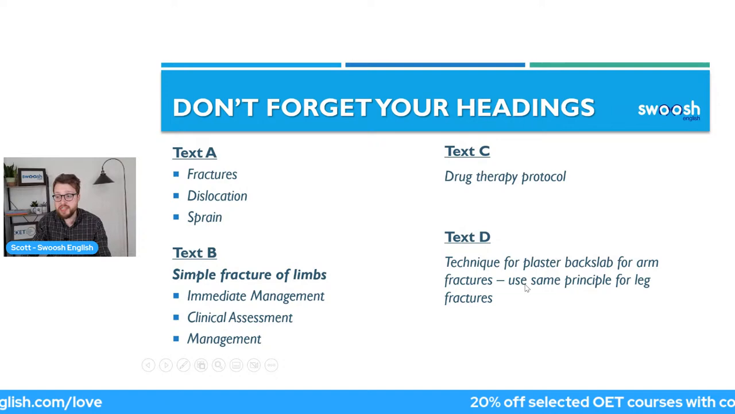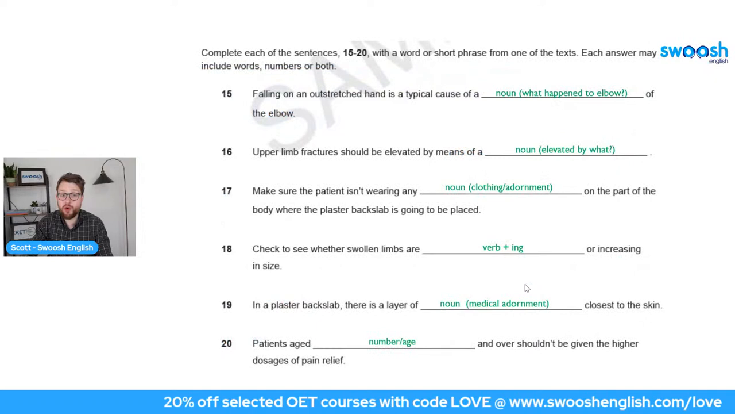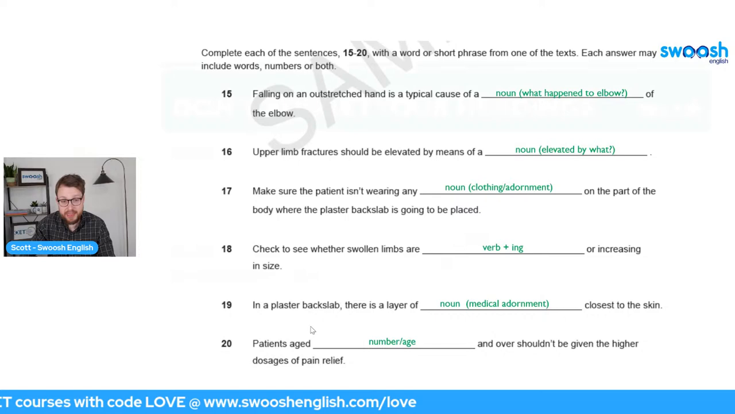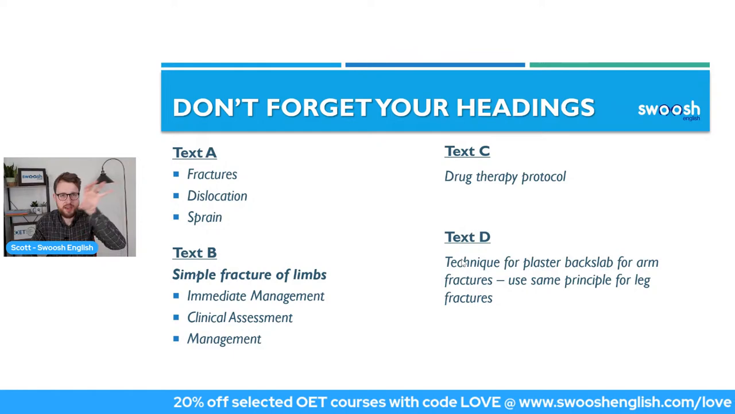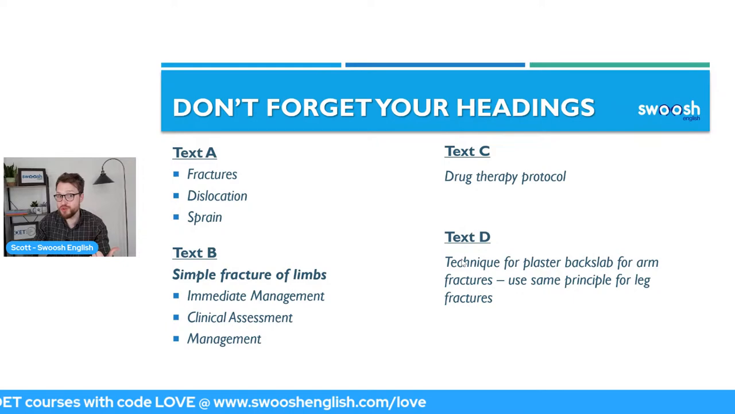And if we go back here, guys, we can see quite a few of them are talking about back slab, aka number 19 here, for example. Then we know we have to go straight towards text D, which is the technique for plaster back slab. So don't forget about these headings. That should be the first point of reference, because that will eliminate 75% of the incorrect text and allow us to choose the correct text as a whole.